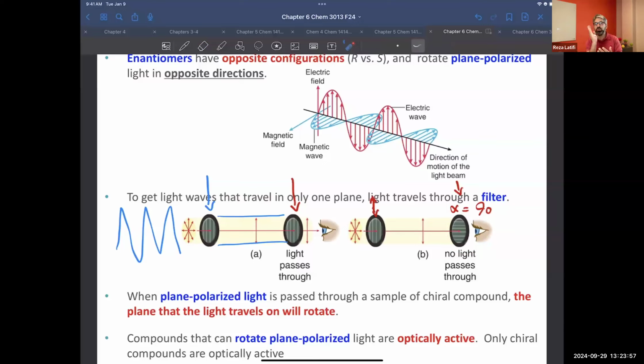When we see light, we read the gauge, which tells us how much rotation we had from the starting point. We know this one was up and down, and this one we had to tune until we saw light. Why? Because the sample that we had there changed the direction. And it can be clockwise or counterclockwise. It's going to be maybe plus 15 or minus 15, okay?